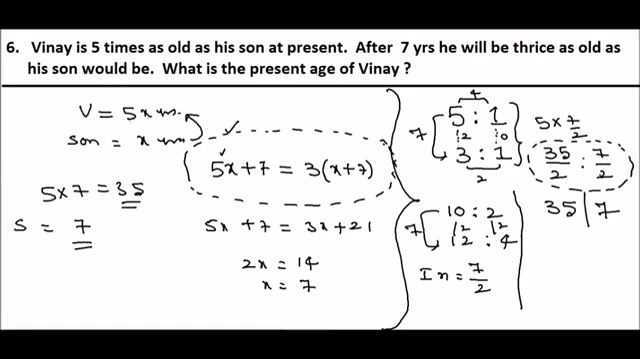35 by 2 is to 7 by 2. That is 35 and 7. Hope you must have got that one, right? This is the way, students, to go for this type of questions. All right. Now move on to the next question.